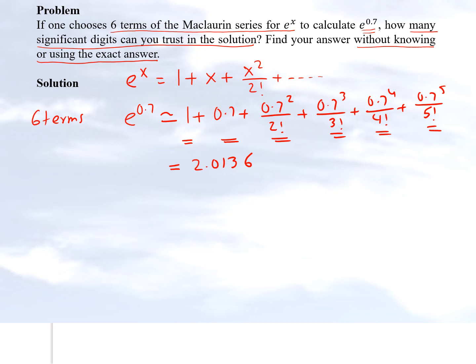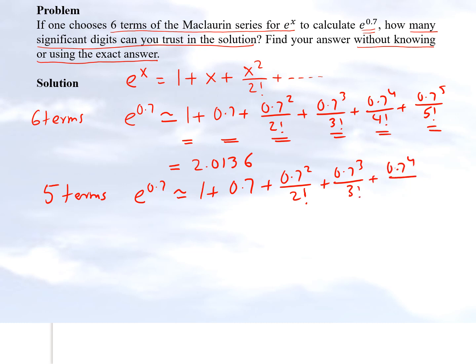Now, if I want to figure out how many significant digits I can trust in my solution here, then I'll have to calculate the value of the previous approximation, which will be, hey, what is the value of e to the power 0.7 by using the first 5 terms of the series. So here we have the first 5 terms of the series: 1, 2, 3, 4, and 5. And this number here turns out to be 2.0122.